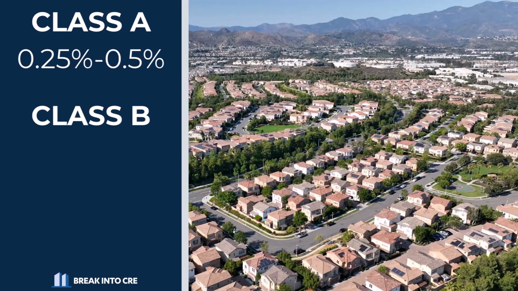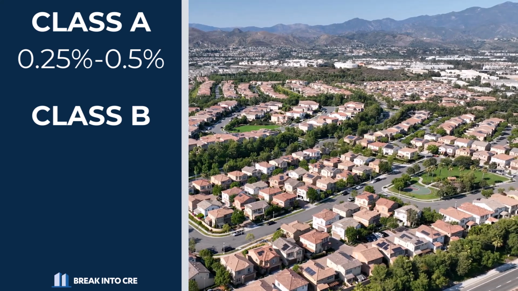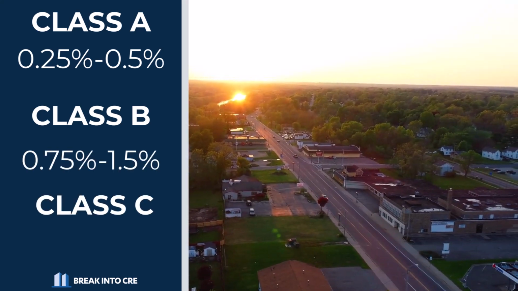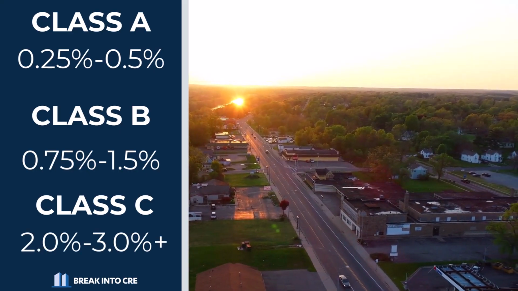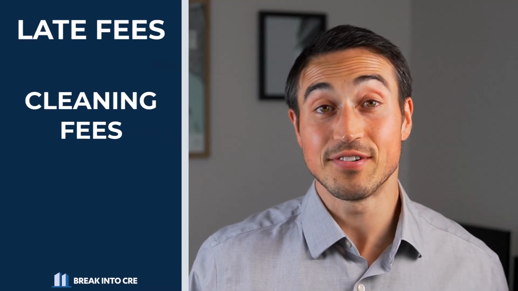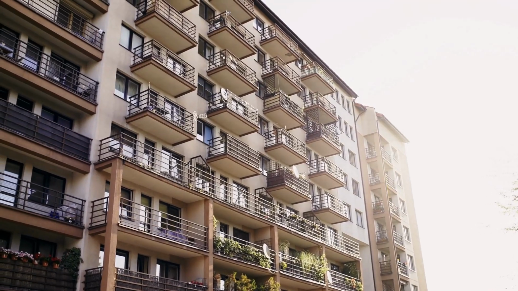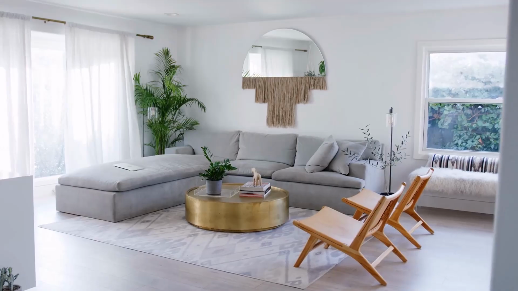For Class B properties in more secondary suburban locations, you can usually expect this number to be in the middle of this range. And for Class C properties in more tertiary, lower income areas, it's not uncommon to see bad debt on the very high end of this range or even above it. Other similar line items to look for that can provide insight into collections issues include things like late fees, cleaning fees, and forfeited deposits, since each of these things can give you a really good indication of when or if tenants are paying and how they're ultimately treating the units they live in.